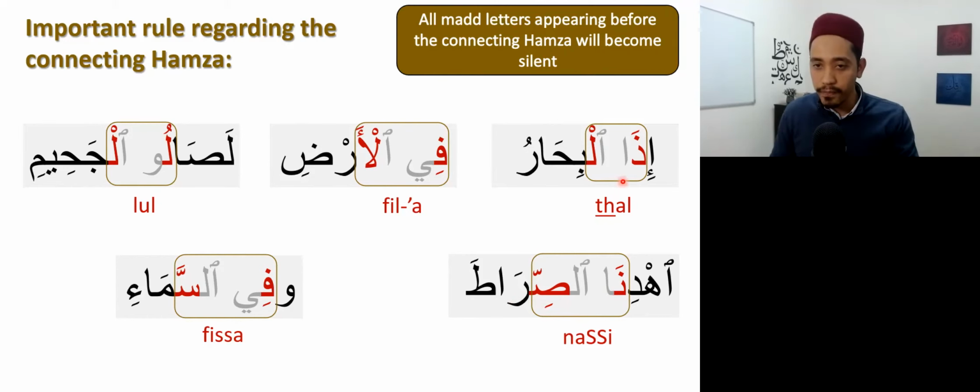Look at this example. Idhal bihar. Can you see that? From the dhal to the lam. Another example. Fil ardi. You see that from the fi to the lam. That's how I made it read. Fil. Mad gone because it's coming before a Hamzatul Wasl, the connecting Hamza. The Hamzatul Wasl is gone because it's in the middle of a sentence. And the lam is the moon lam. That's why we're reading it. Fil ardi.